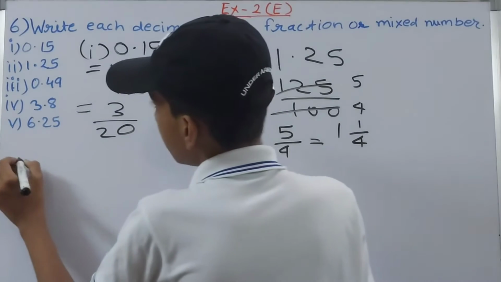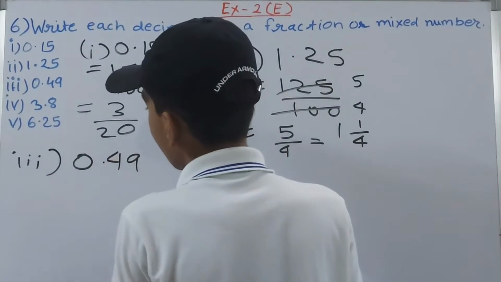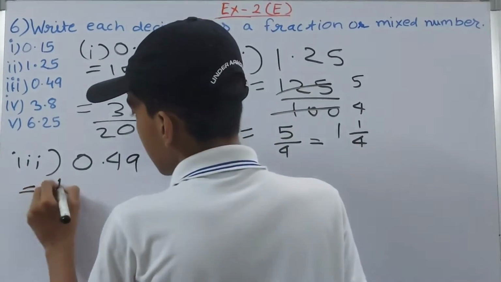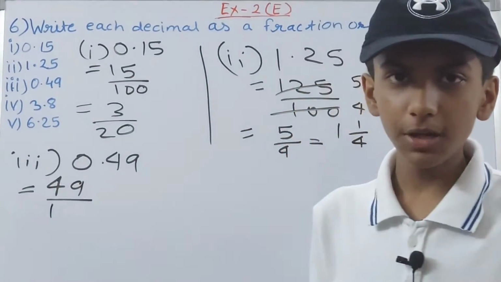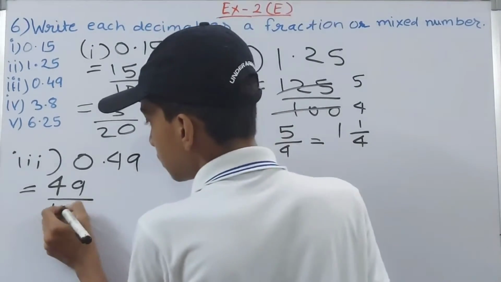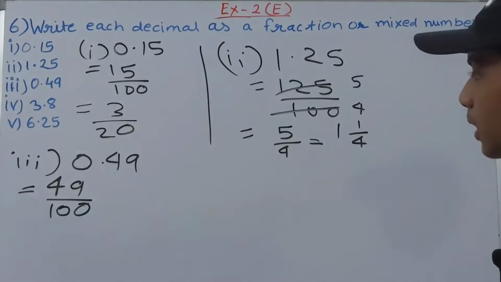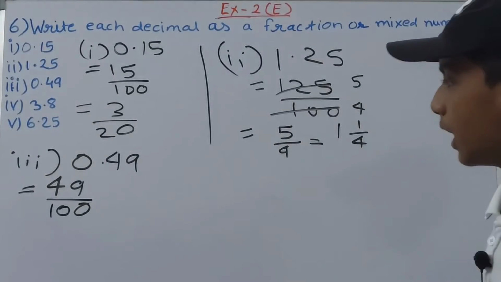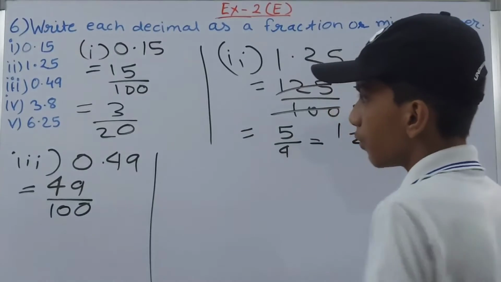In the next one we have 0.49. This is written as 49 upon 100, since 2 places after the decimal means 2 zeros in the denominator. Can it be divided by any number? 49 is divisible by 7, but 100 is not. So we write 49 upon 100 only, because it is in its simplest form.